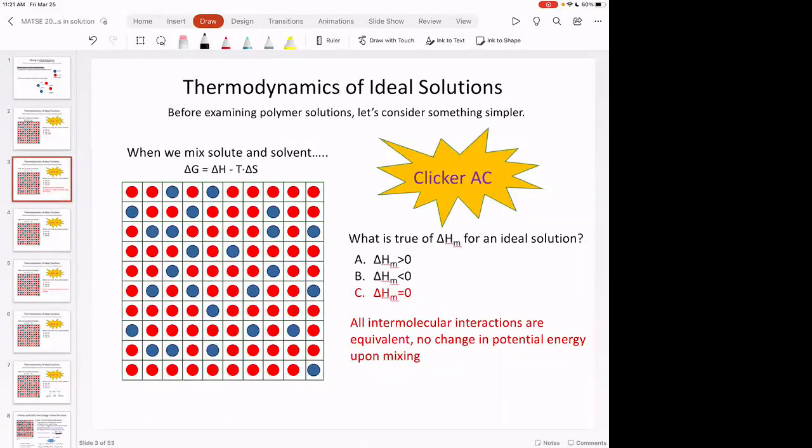So that's a key concept, that all intermolecular interactions are equivalent, so no change in potential energy or molecular interaction energy upon mixing.